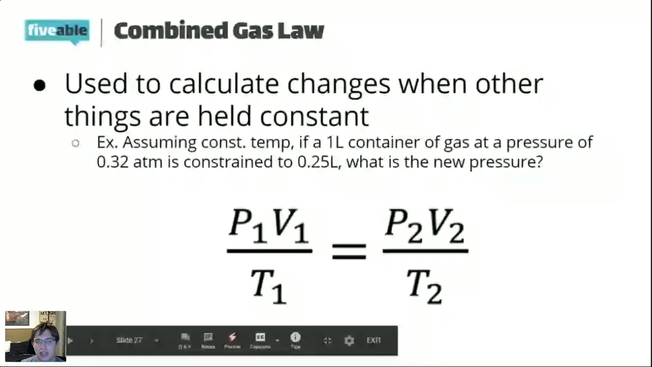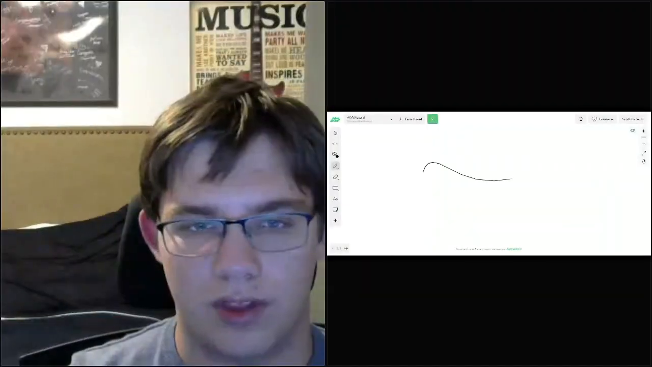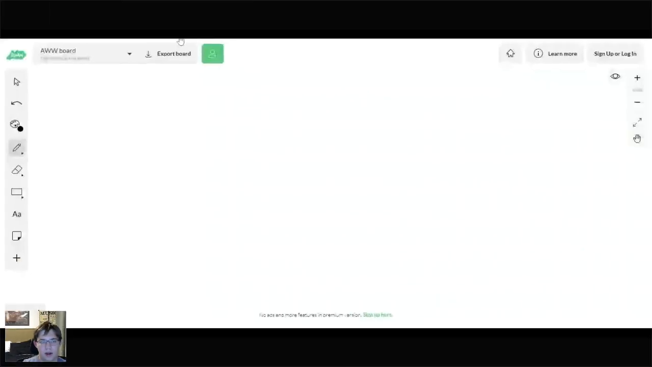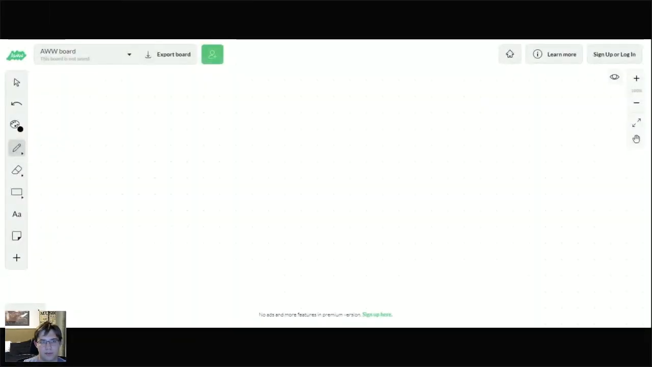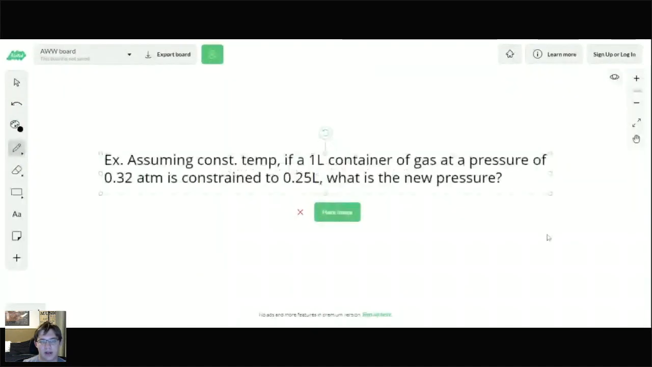It's used basically to just calculate changes when other things are held constant. So this is actually something where I do want to go through a problem with you guys and go step by step through how to actually do a problem. So here, I'm going to pull up this little online whiteboard thing that I've been using for the past couple streams. I have to just get the actual problem into the whiteboard. There we go.